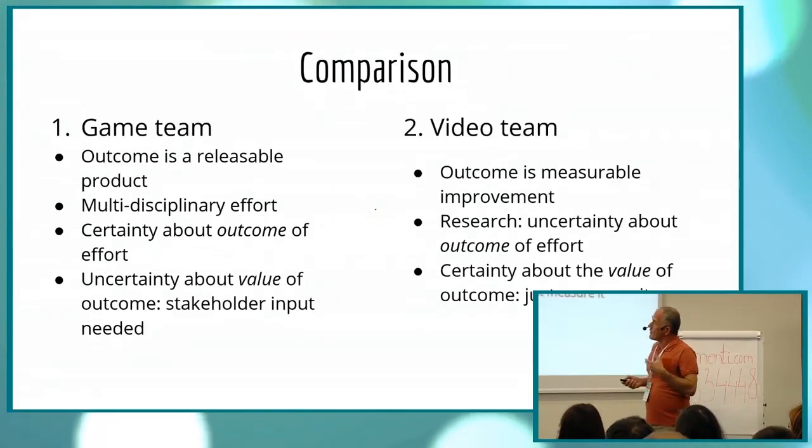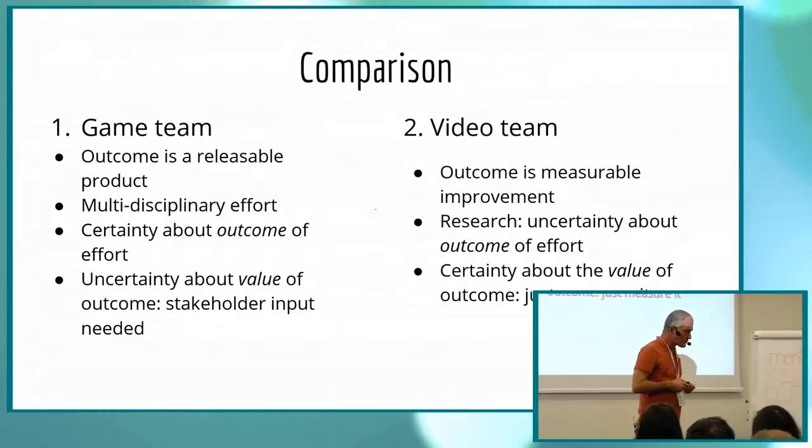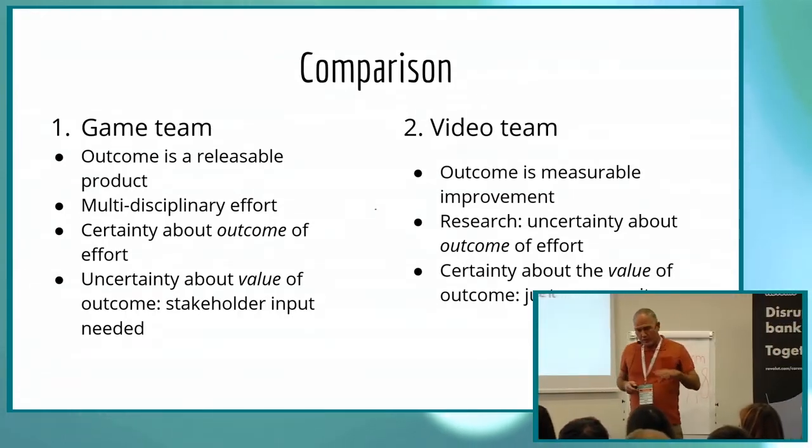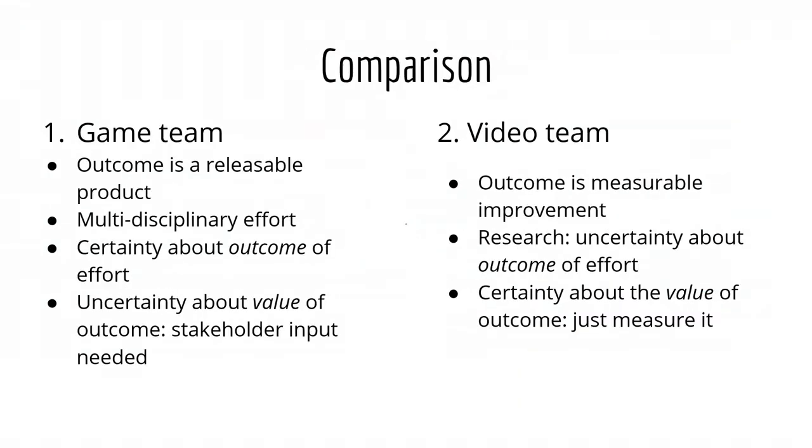Now, I want to put them next to each other. So we had the games teams, we have the video team. In the game team, we have a releasable product as an outcome. They work on their roulette version. After 2 weeks, there is a new increment, and some new features can be, let's say, checked. This is there now, this is there now, this is there now, and a few defects are fixed.